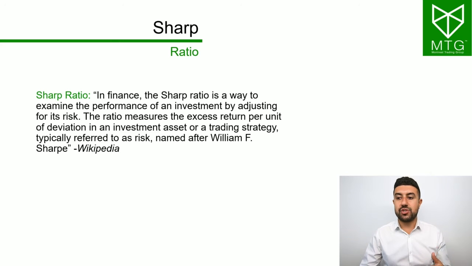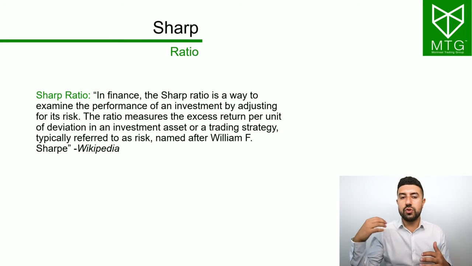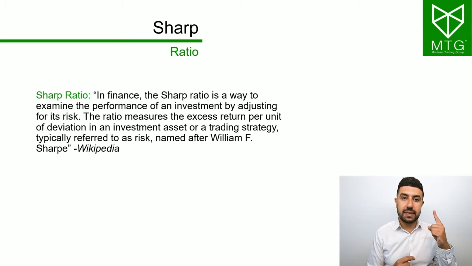The ratio measures the excess return per unit of deviation in an investment, asset, or trading strategy, typically referred to as risk, named after William F. Sharpe. So the Sharpe ratio basically permits us to know how much money we're making, what returns we're making for each unit of risk that we've taken. Because like we've said, the objective here is not to only look at return, but look at return versus risk. It's very important how much risk we're taking.